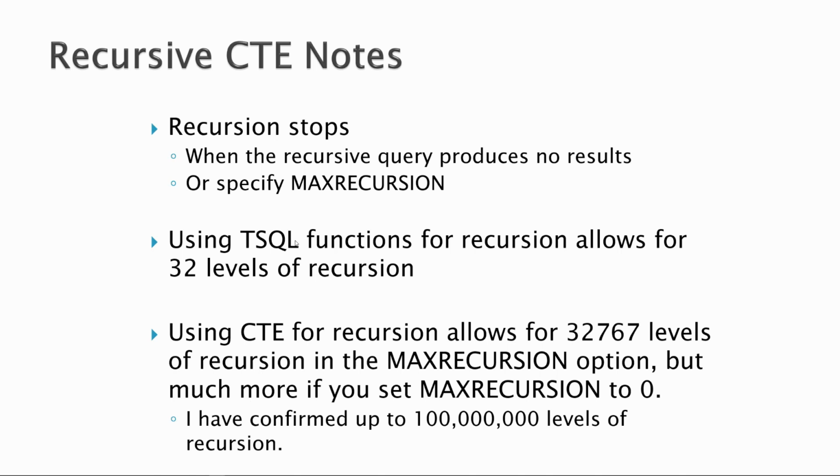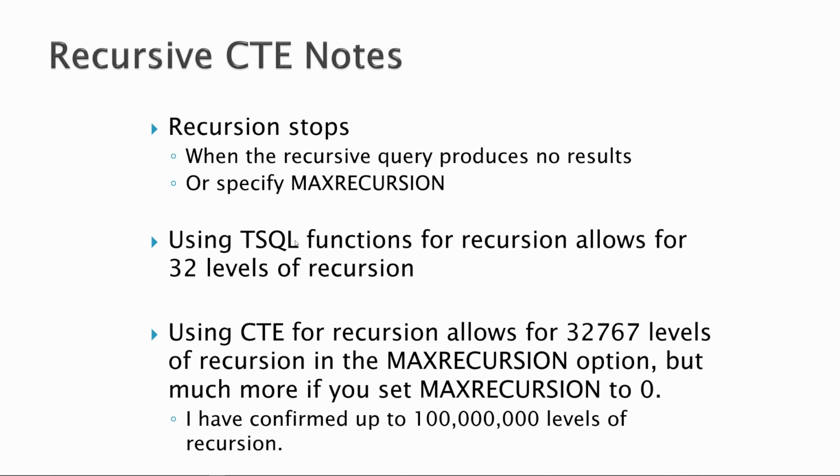When using recursion, if you're specifying max recursion, you can go 32,767 levels deep, but if you need to do recursion beyond that, you can use the max recursion setting of 0, which says go until the recursion stops or until you run out of memory. And I have confirmed up to 100 million levels of recursion.